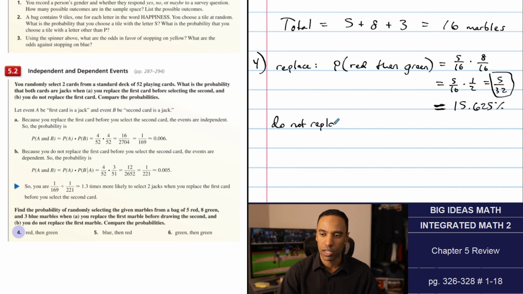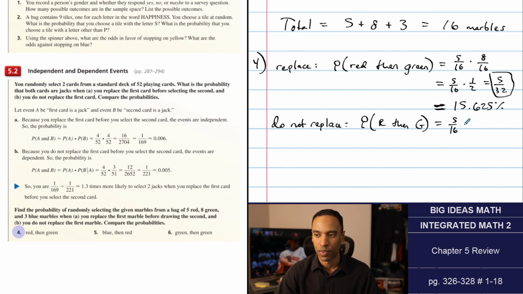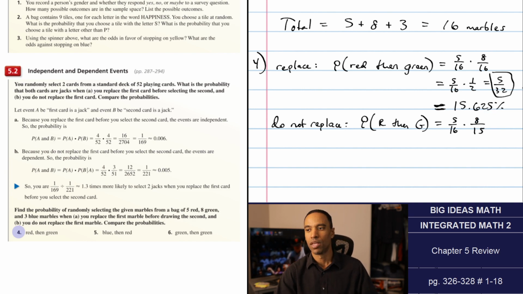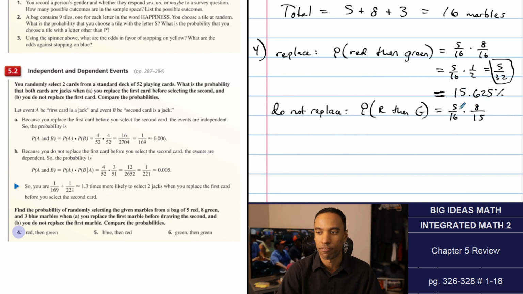We do not replace, meaning you don't put the marble back after. Probability of red, then green, means we take out a red marble. We had a 5/16 chance of doing that, and we leave it out. Now there are only 15 marbles left, but there are still 8 green marbles remaining. So instead of 8 out of 16, it's 8 out of 15.